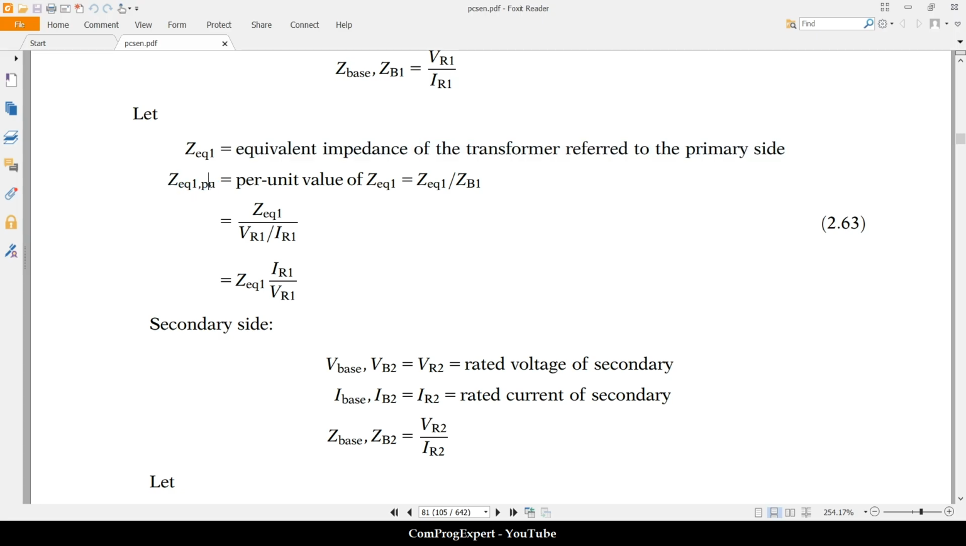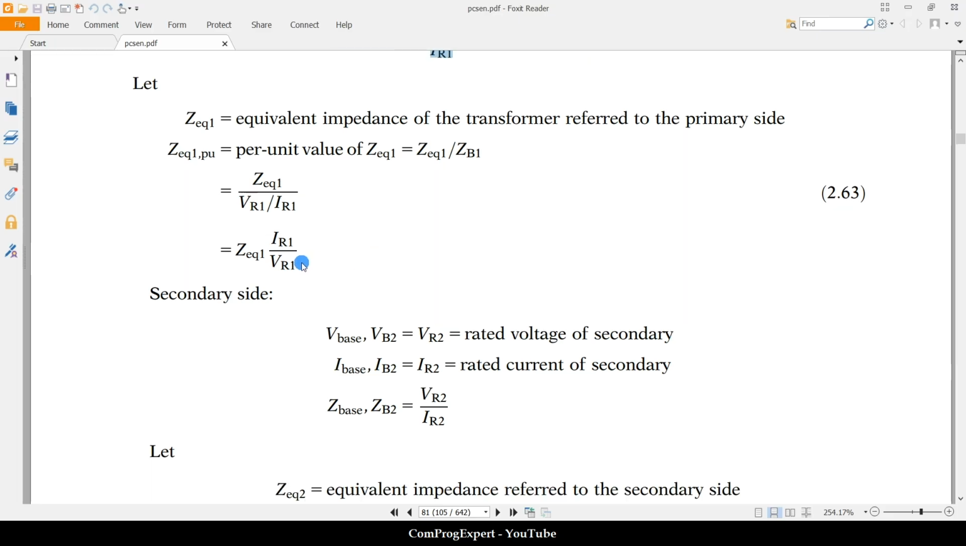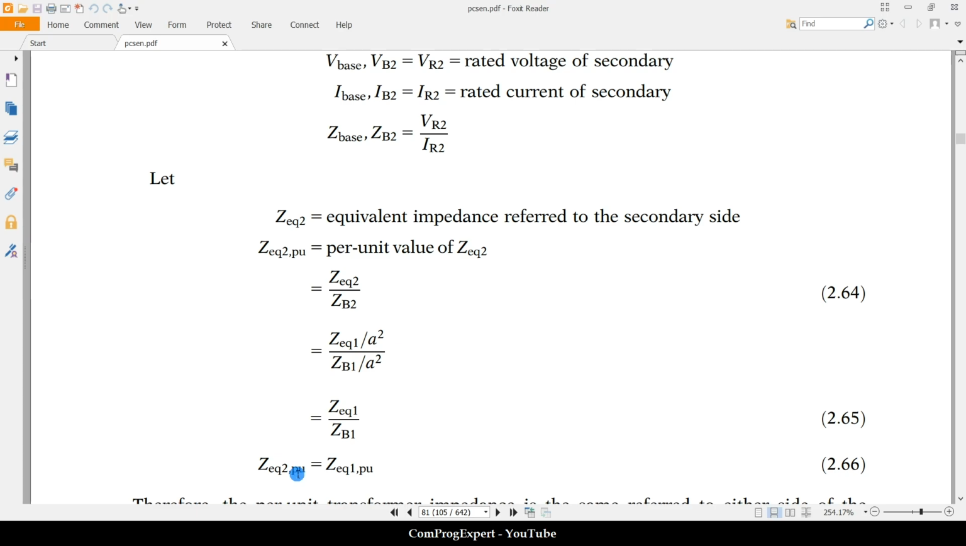So the per unit value of the Z equivalent 1 is the Z equivalent 1 divided by the base value for the impedance, Z base 1. And Z base 1 is here. You can see the definition. Finally, we will have this. What will be the value of the Z equivalent 2 in the per unit?